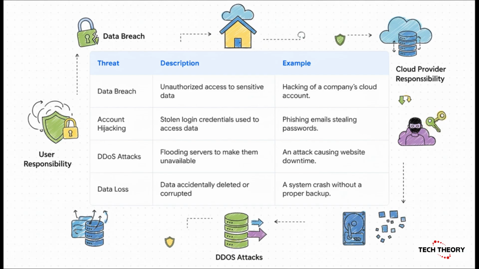Then you've got account hijacking. This is when someone steals your keys, your password. And honestly, for most of us, this is the single biggest threat, usually from some sneaky phishing email. DDoS attacks are a bit different. Think of that like a giant mob of people blocking your front door so you can't get in or out. And finally, there's data loss, which is basically the digital version of a fire or flood. Your stuff is just gone. Maybe from a system crash when there wasn't a good backup.